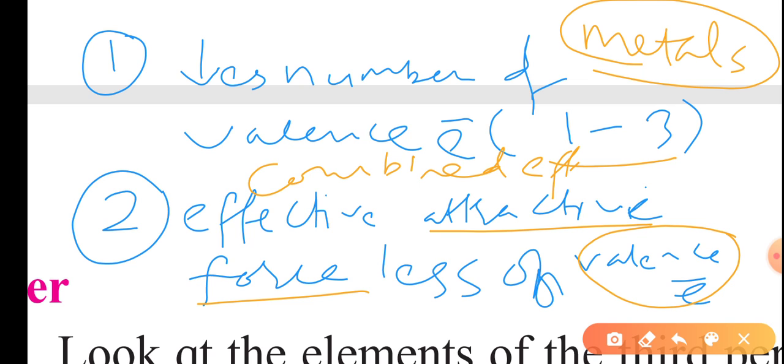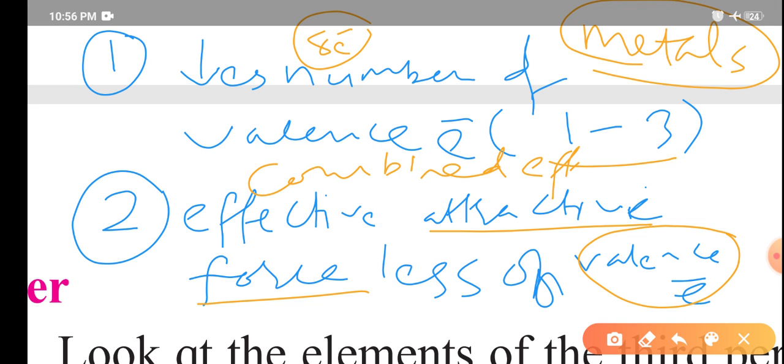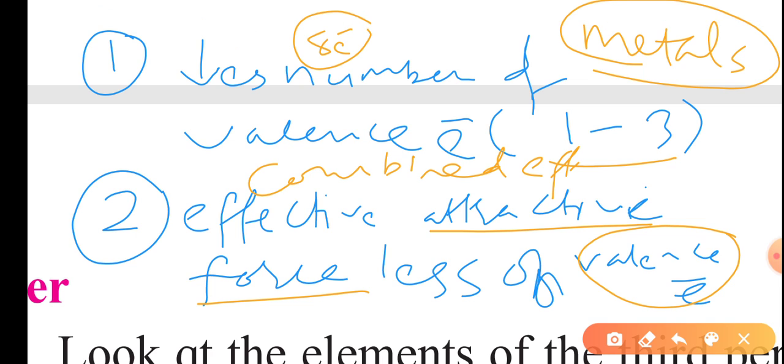Noble gas configuration means having a complete octet. Noble gases have 8 electrons in their last shell. So metals usually want to have 8 electrons, or a stable noble gas configuration. This tendency to lose the electron is called electropositivity.